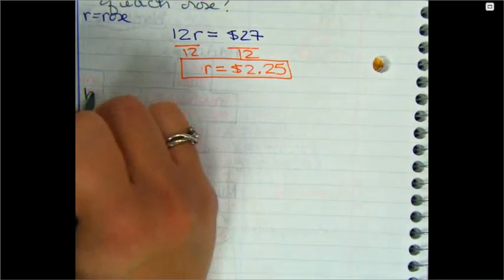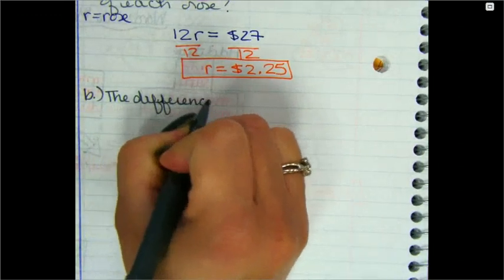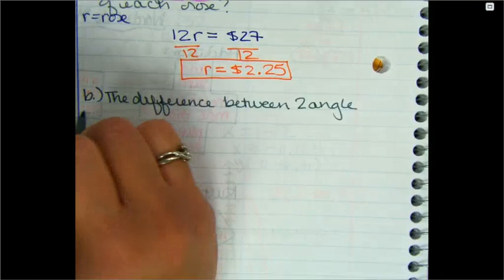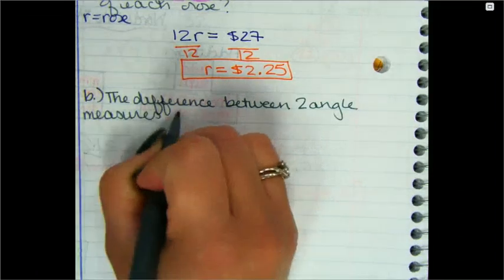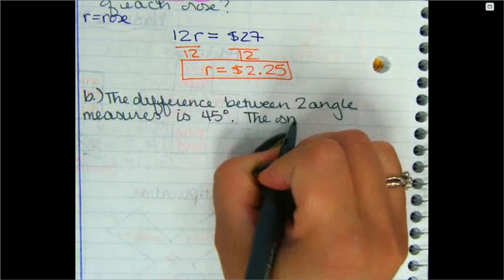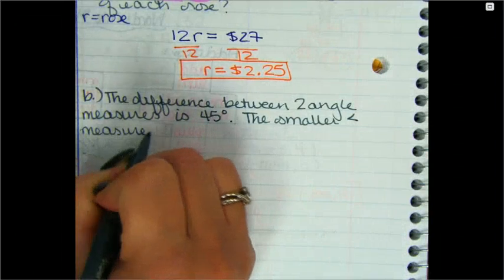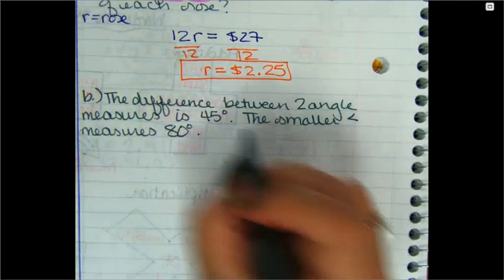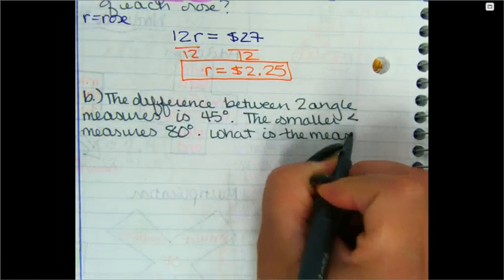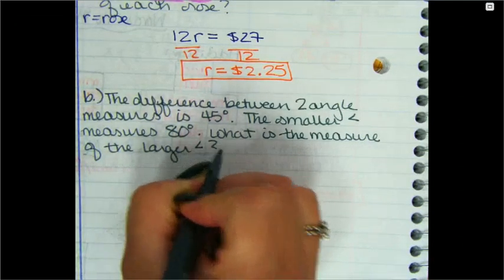Okay, here we go. The difference between 2 angle measures is 45 degrees. The smaller angle measures 80 degrees. What is the measure of the larger angle?